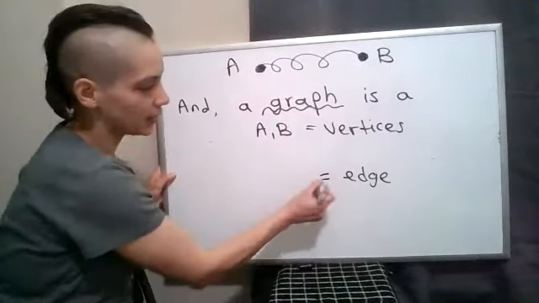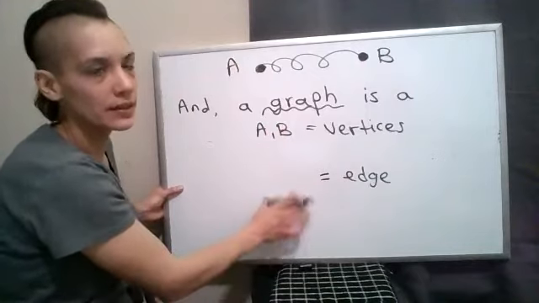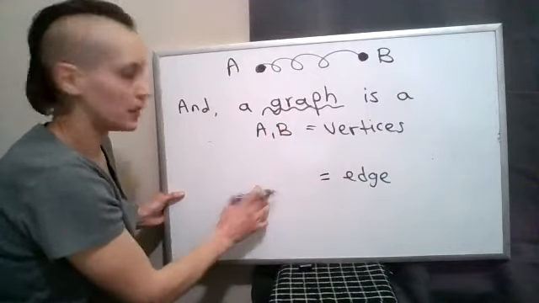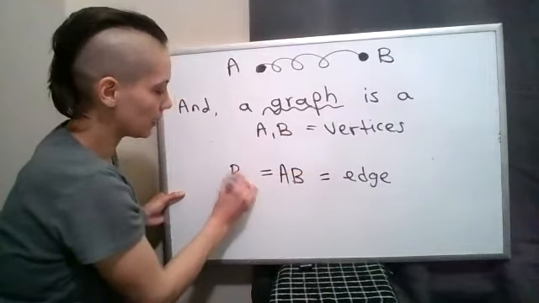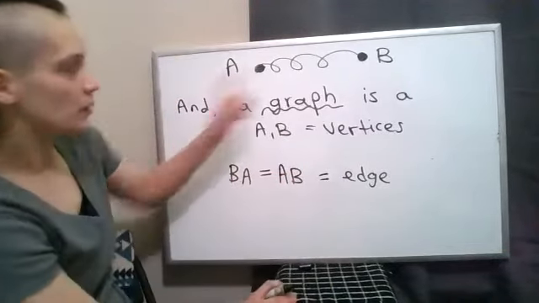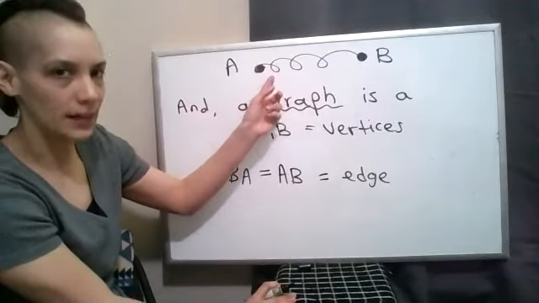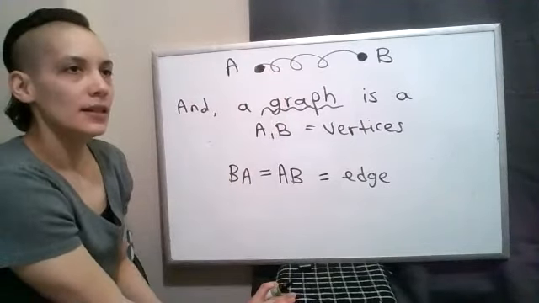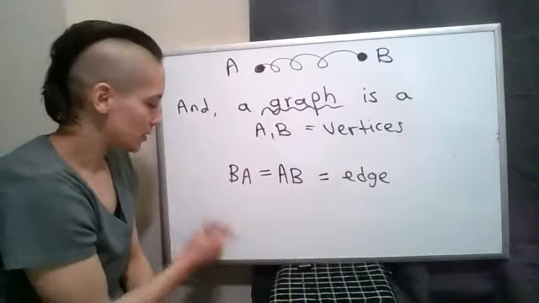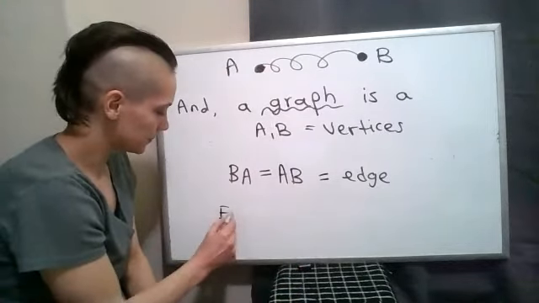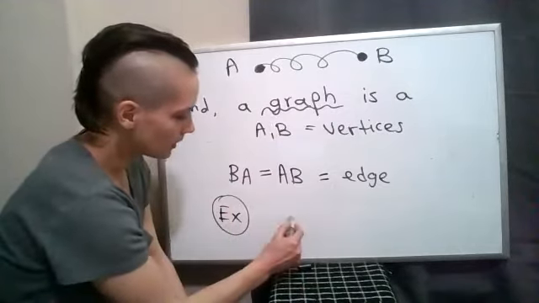Or BA, either way. You don't have to repeat the edge, but they are the same thing. So AB is equal to BA. But if there's only one edge, list it one time. And that's because we did do graphs that had multiple edges. So let's do this graph.